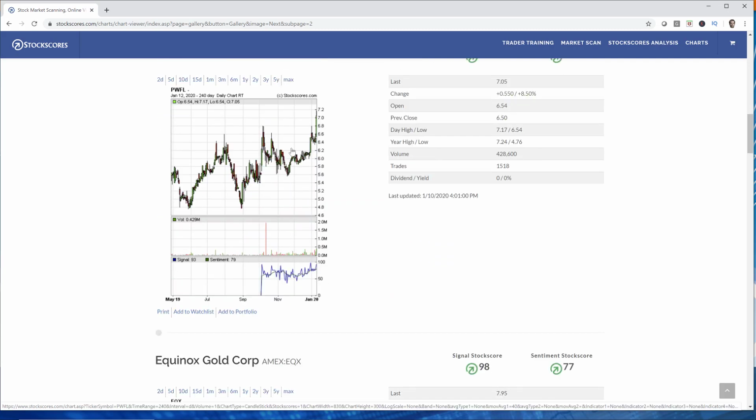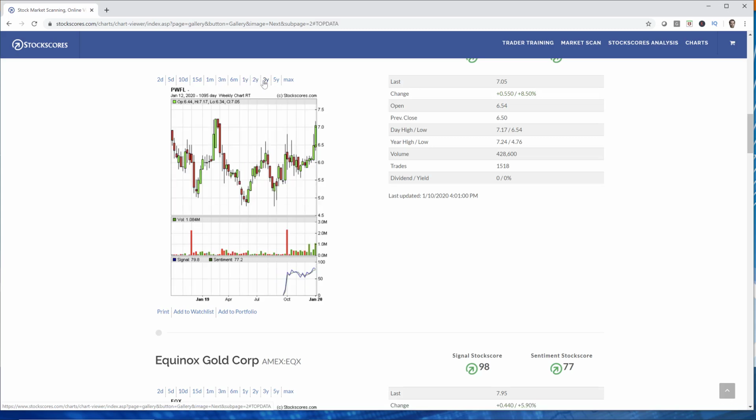Let's take a look at this PWFL. The daily chart has got some potential, but I'm a little bit worried about risk. So I'm going to take a look at the 3-year chart, and I see a big problem, and that is the stock is hitting this resistance area from the highs of 2019. And so I think the upside is just not significant enough, so I wouldn't take that trade at all.